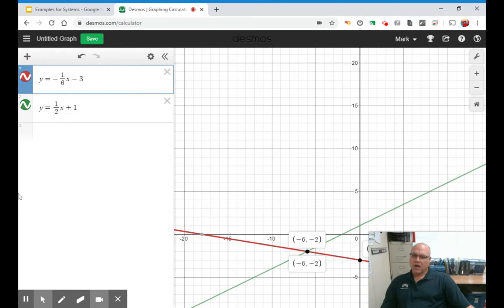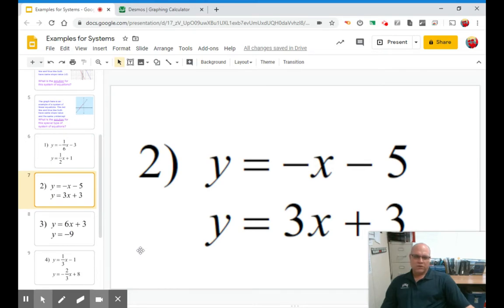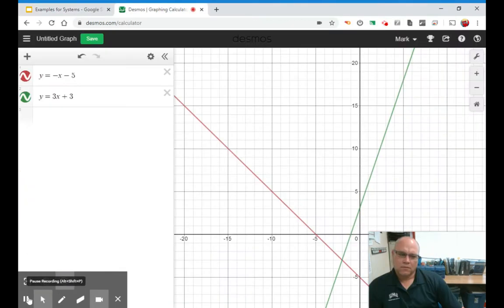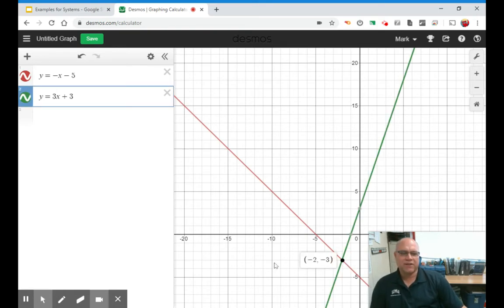All right, let's try another one. How about this? Y equals negative x minus 5, and y equals 3x plus 3. Try that one. All right, so I graphed those two lines in Desmos. My red line is y equals negative x minus 5, so that's a negative 1 slope. It crosses at 0, negative 5. My green line is y equals 3x plus 3, so that line's increasing. It crosses at 0, 3, and the slope is 3. So what's the answer? I click on the point of intersection, and my answer is negative 2, comma, negative 3.